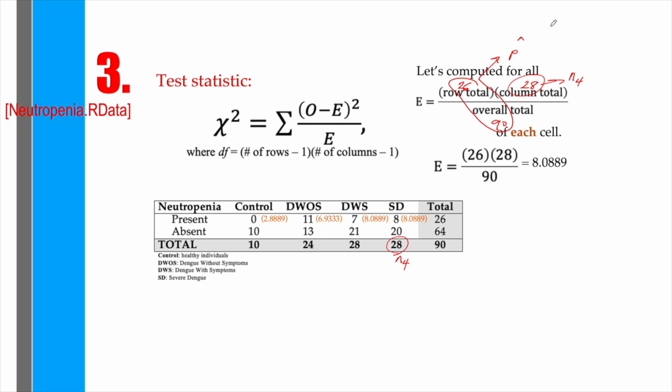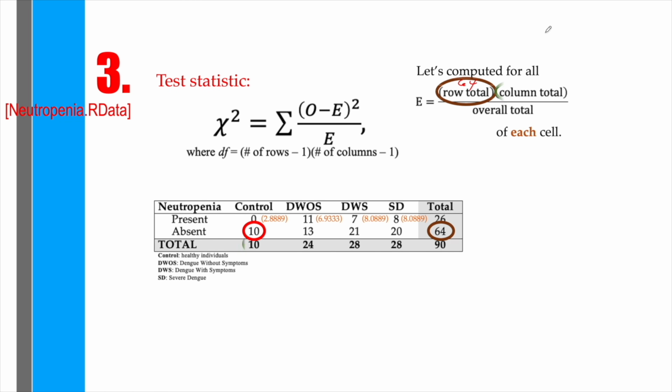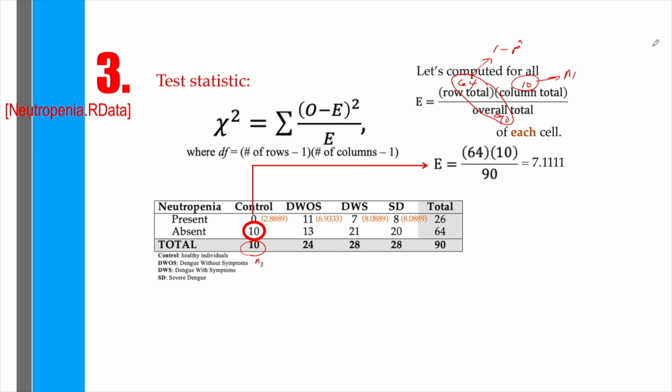And as for the next row, starting with 10, its row total is 64, column total is 10, and overall total of 90, in which 10 was our n sub 1, and 64 over 90 was our 1 minus p hat. And getting the value of e, we're going to have 7.111, which we're going to write just beside 10.